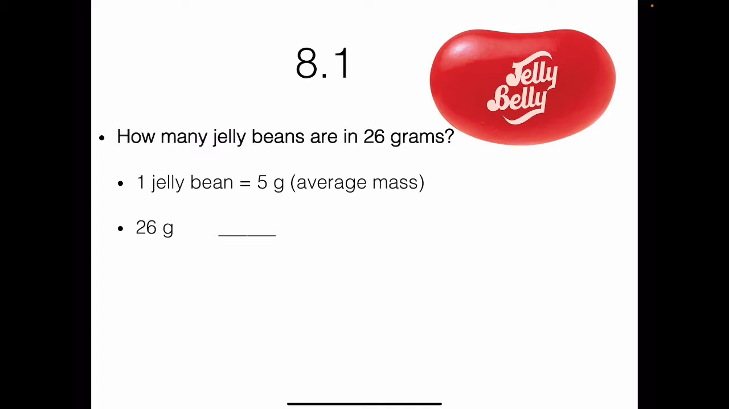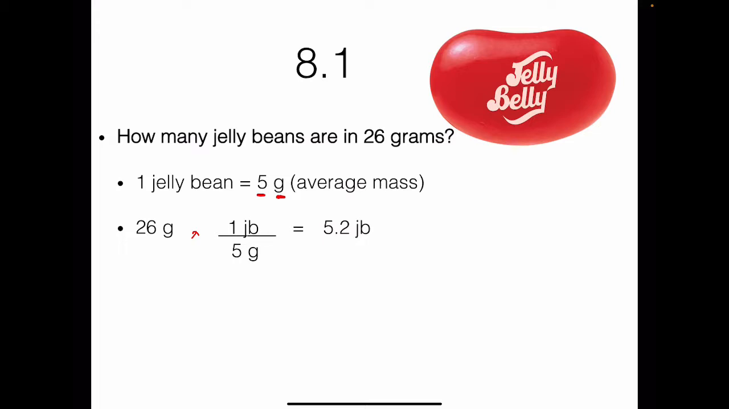So 26 grams, we draw our line. We know our gram unit will go on the bottom because we want that gram to cancel. And we know 5 is paired with grams. So 5 grams on the bottom, 1 jelly bean on the top. This time we have a number in the denominator and we can ignore that 1. So the math that we're doing here, remember, is 26 times 1 divided by 5. So what we get here is 5.2 jelly beans.